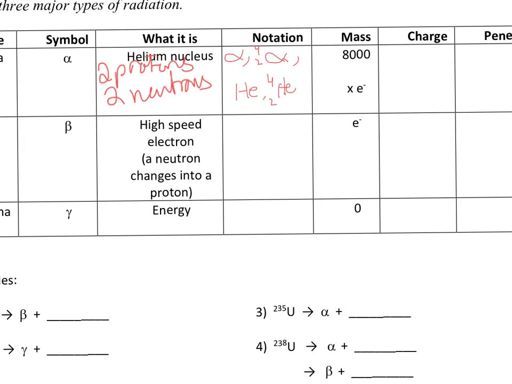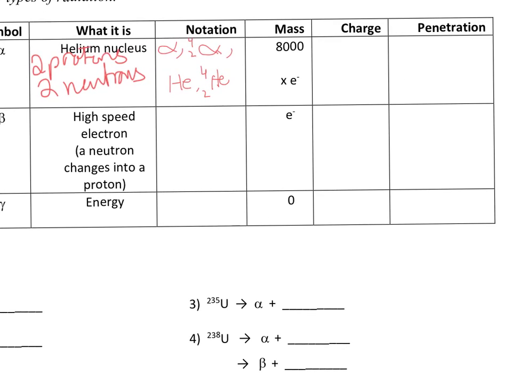The mass of an alpha particle, remember that a proton is about 2,000 times more massive than an electron. We talked about that in our atomic history notes. And we said also that a neutron is about the same mass as a proton. So you have 2 protons and 2 neutrons. Each of them is about 2,000 times the mass of an electron. And so combined together, the mass of an alpha particle is about 8,000 times an electron.